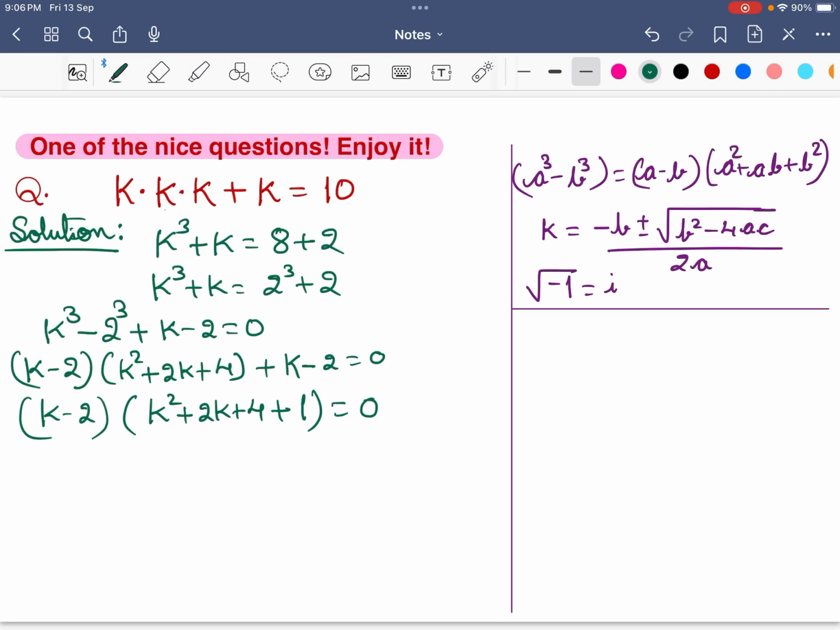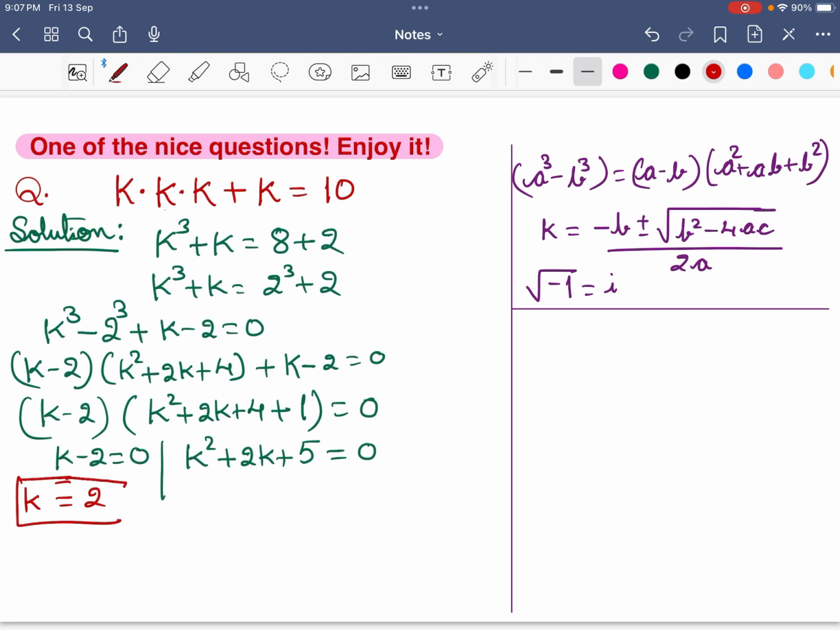So either k minus 2 is equal to 0 or k square plus 2k plus 4 plus 1, which is 5, is equal to 0. Here we get the value of k1. Suppose it is k1, k is equal to 2 minus 2, we get plus 2. So k is equal to 2. One solution we got for k.